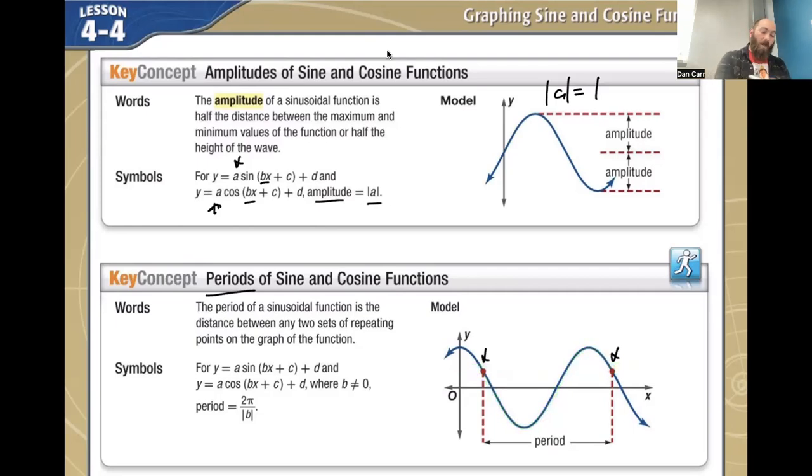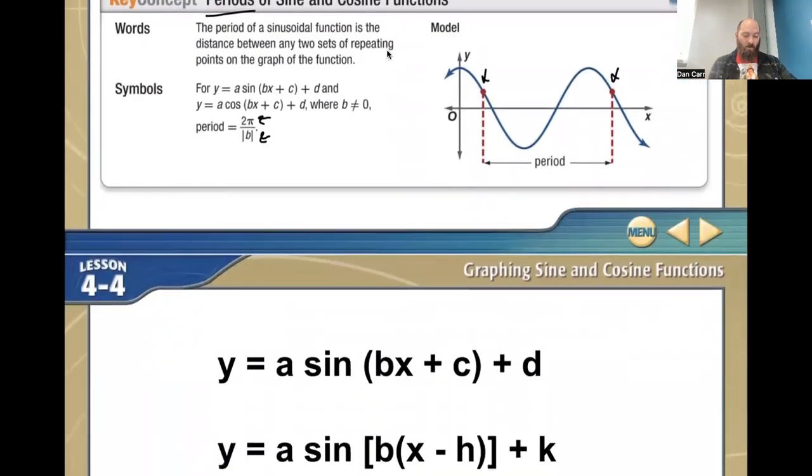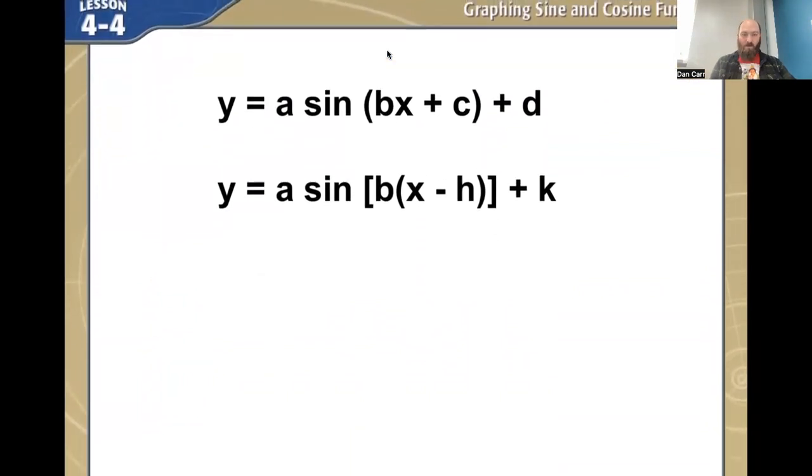Okay, we can always find the length of that period by taking 2 pi divided by the absolute value of b. And again, because if it's a negative, it can cause some reflections. So we want to do the absolute value of b to figure out how far apart is one complete cycle here. So that's going to help us with our graphing purposes.